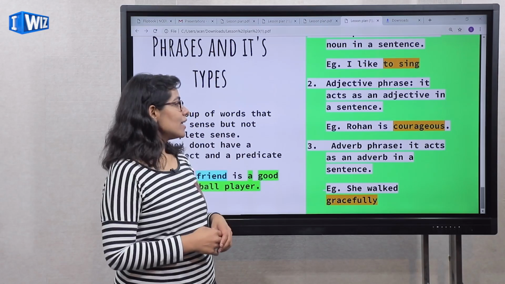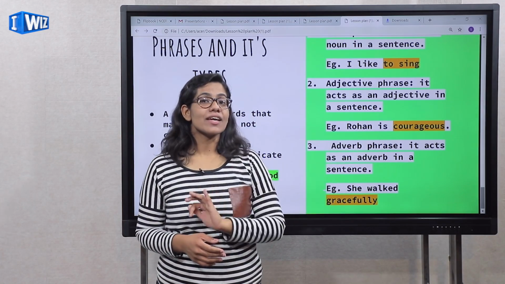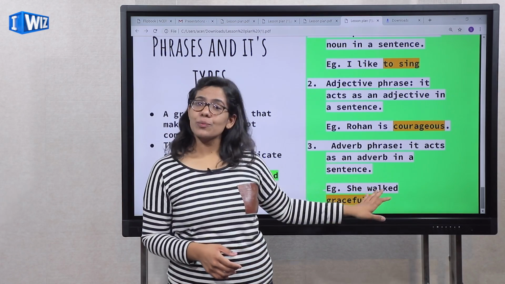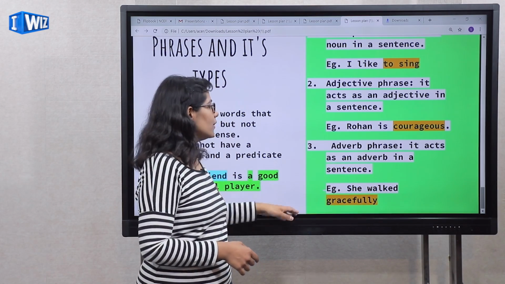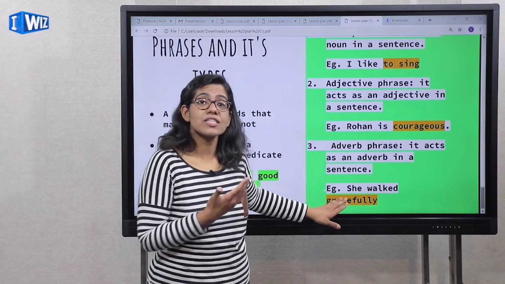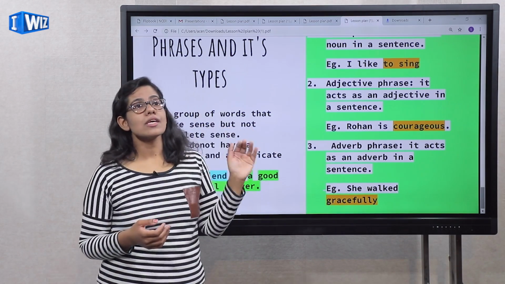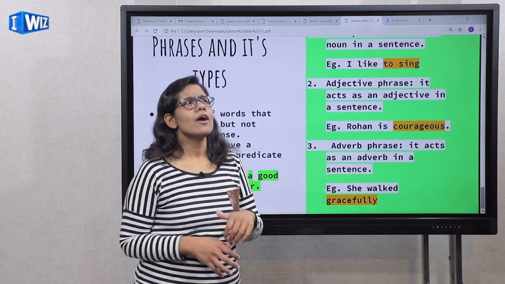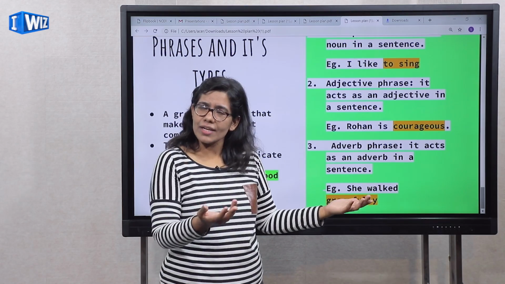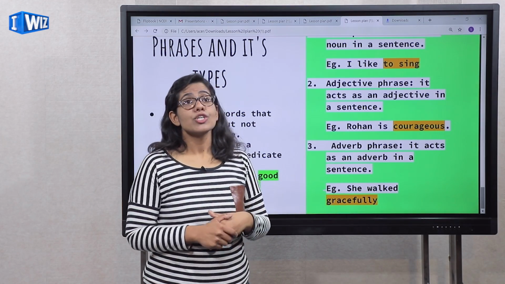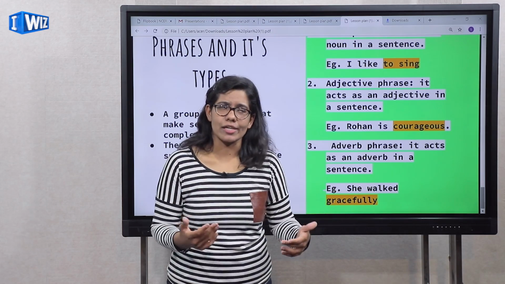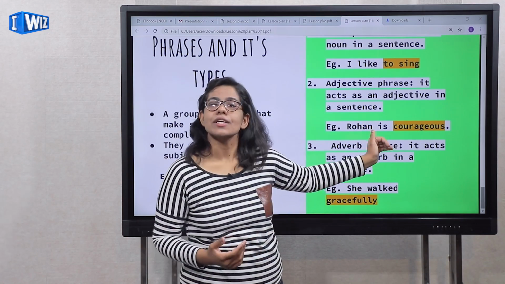The last one is your adverb phrase. In this case, your phrase will act as an adverb in a sentence. For example, she walked gracefully. How did she walk? She walked gracefully. Another example we have, she sang melodiously. How did she sing? She sang melodiously. So that's your adverb phrase.